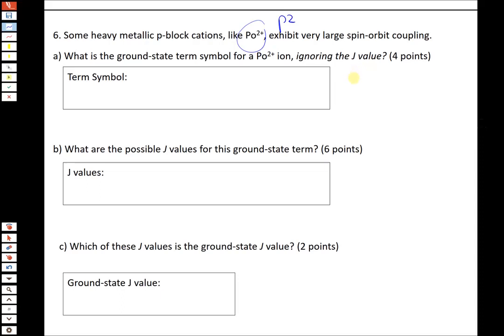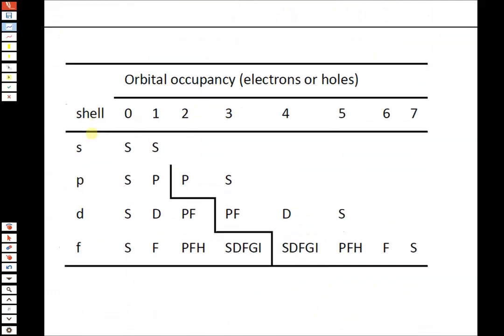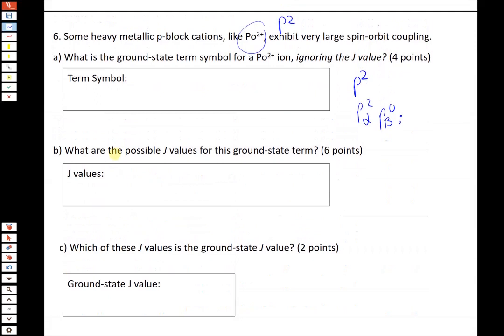So for a p2 configuration, if we want to find the ground state, we only need to consider the high spin terms. So it's going to be p alpha 2, p beta 0 would be the highest spin. So if we use the partial terms for that, we go down here. So we have a p alpha 2, a p2 is a P partial term, and then a p0 is an S partial term. So it's going to be triplet states because there's two unpaired electrons, and it's going to be a P partial term for p2, S partial term for p0.